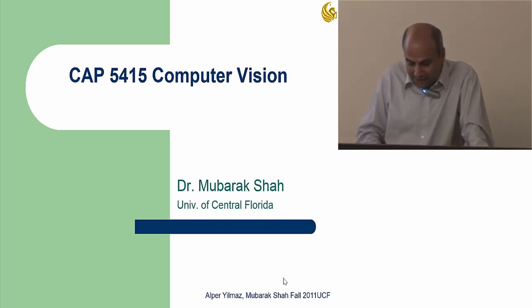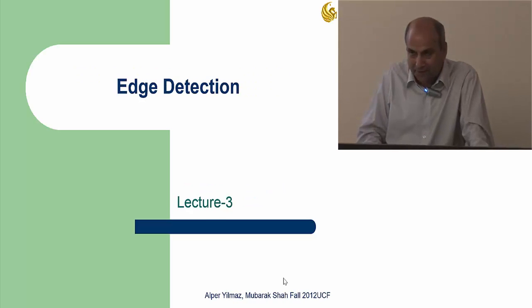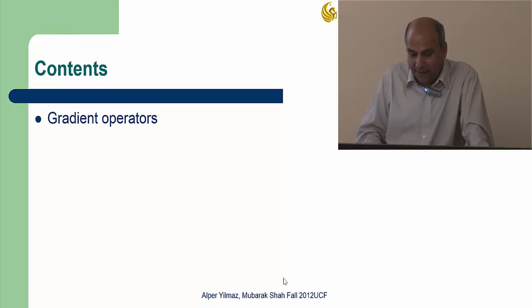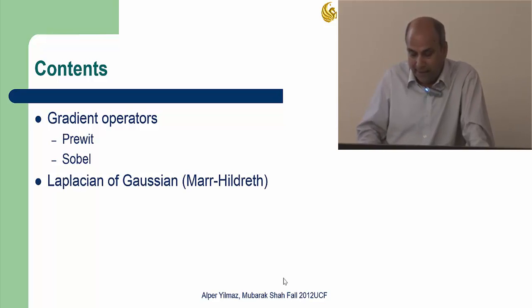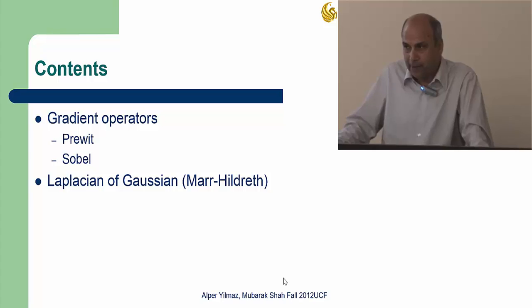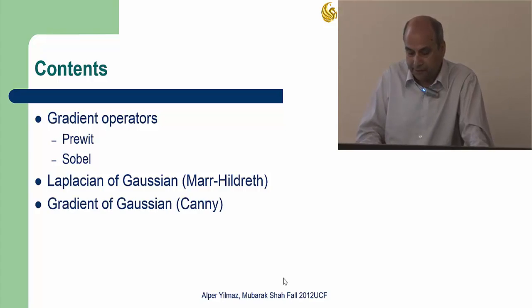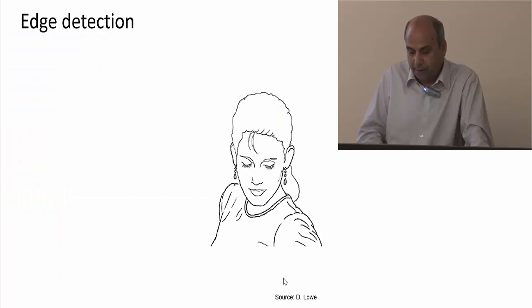So we are going to start talking about edge detection. This is lecture 3, and we will cover gradient operators, in that Prewitt and Sobel. These are the researchers these operators are named after. And then we'll talk about the Laplacian of Gaussian edge detector. It's a major breakthrough which happened in 1980, and this is also called the Marr-Hildreth edge detector. Then also the gradient of Gaussian, which is called the Canny edge detector.